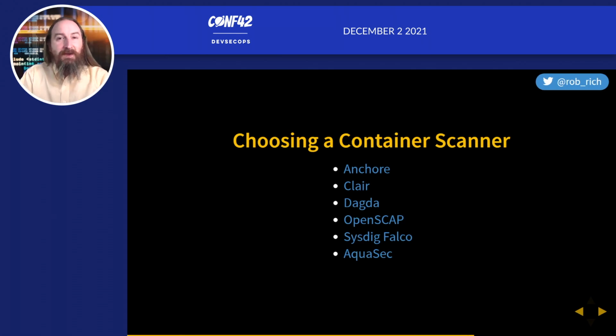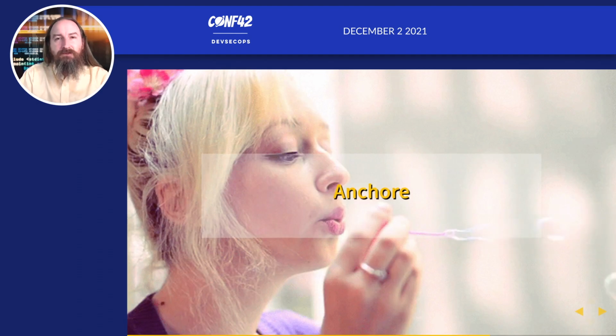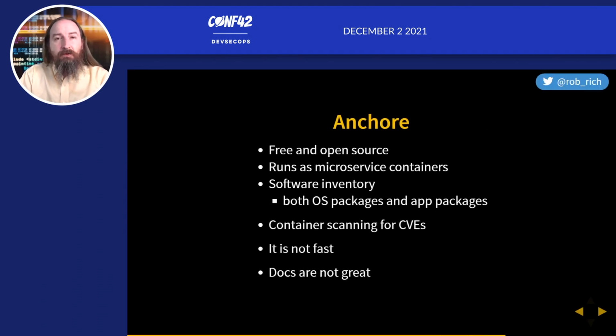Now, your choices may be different than mine, but for the purpose of demos, I do need to pick one, so I will reluctantly pick Anchore, maybe alphabetically, but Anchore is free and open source, so it's not a bad choice. It is definitely not fast, but it does a good job. It runs as a set of microservices, and it will do the inventory both of operating system packages and of app packages. It's great for container scanning for CVEs, but it is not fast. The docs are also not great.